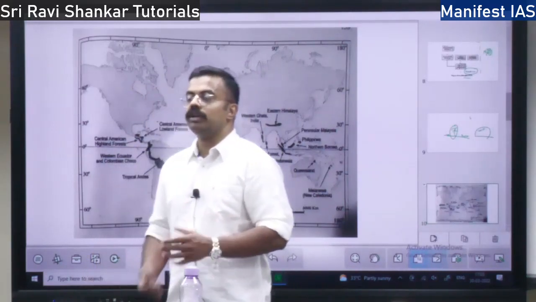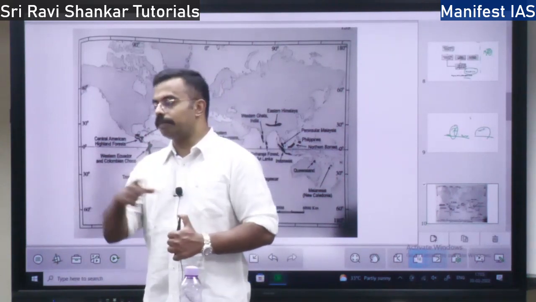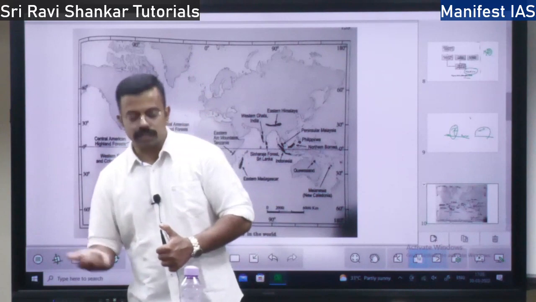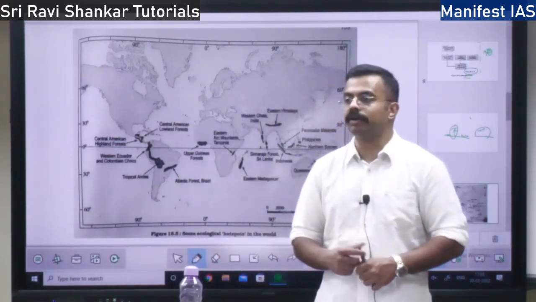So what does it do? It will consume the energy from our surrounding plants, so surrounding plants will die. So exotic species also reduce the biodiversity. Hunting will also reduce the biodiversity.